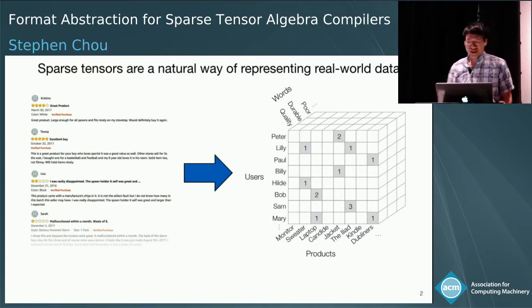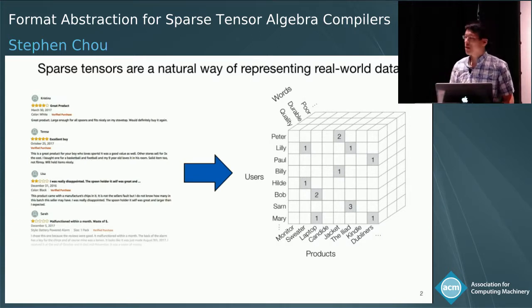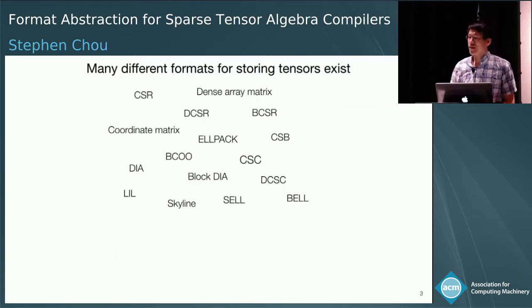And as we can see in this example, tensors that represent real-world data are often very sparse, meaning that most of their elements are zeros. And often, they're also much too large to be stored as dense tensors. And so many different data layouts or formats have been proposed for efficiently storing these kinds of sparse tensors.